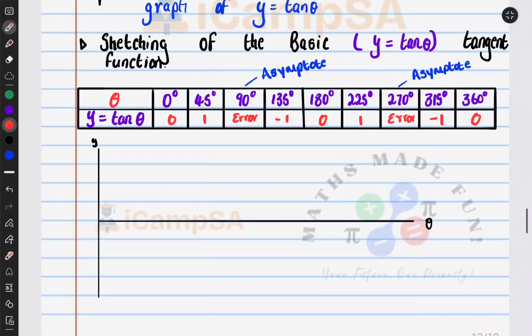Let's now go ahead and plot our function, and start by calibrating our axis.